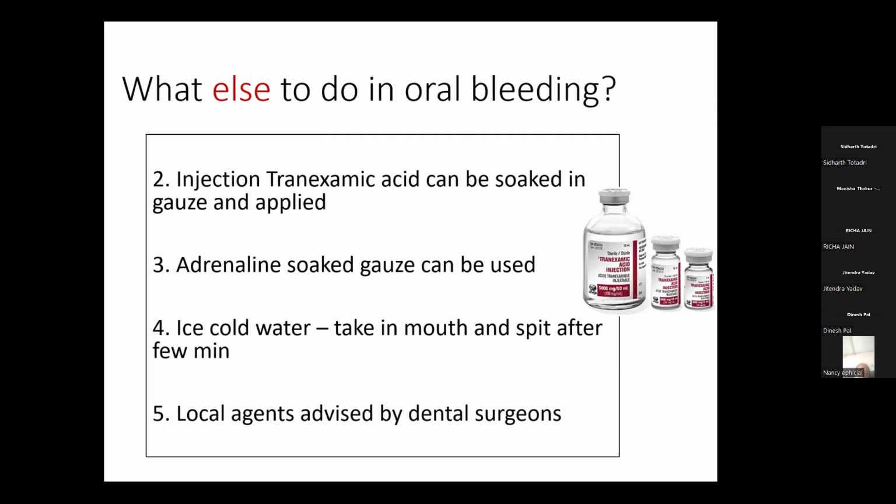Injection tranexamic acid can be soaked in gauze and applied. For bleeding, we can use tranexamic acid soaked gauze, or we can use Adlin also. Adlin soaked gauze can be applied as a local application, and ice cold water can be taken in the mouth and spat out after a few minutes. Local agents advised by dental surgeons can be used.